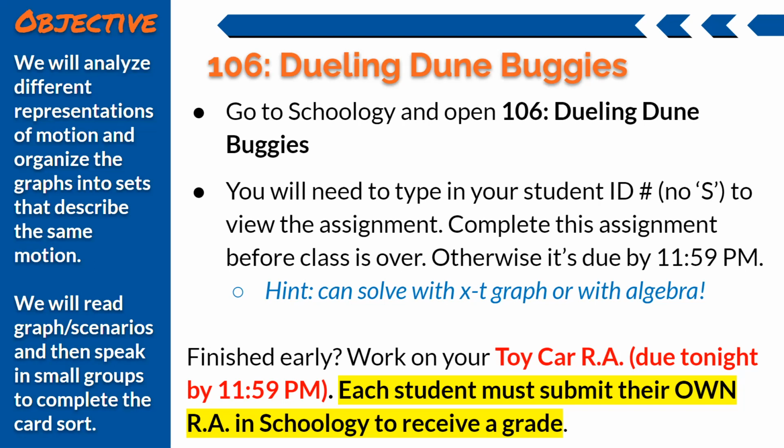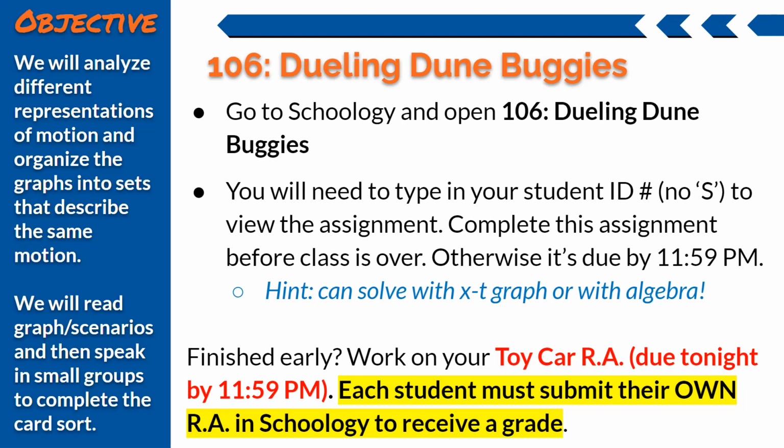Today you are going to be working on the assignment 106, Dueling Dune Buggies, which you will find in the Schoology course, and it is titled 106 Dueling Dune Buggies inside that Unit 1 folder. When you open up the document and go into your document to edit that, it's a Google Sheet. You'll need to start by typing in your student ID number without the S, and that will load in values for you that are randomized.